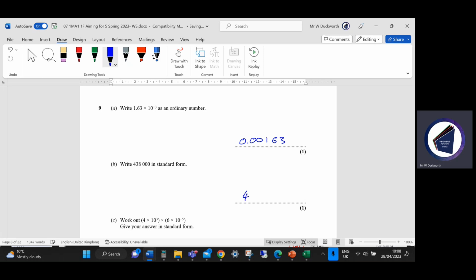As a standard form, so 4.38. So we place the decimal point somewhere to make it a number between 1 and 10. Times by 10, and then in effect we've moved it from there to there. So we've moved it 1, 2, 3, 4, 5 places.